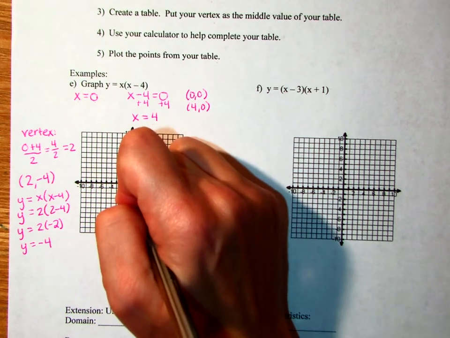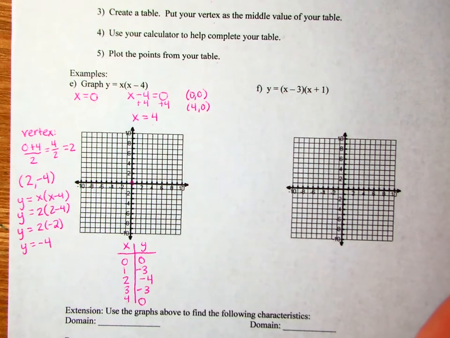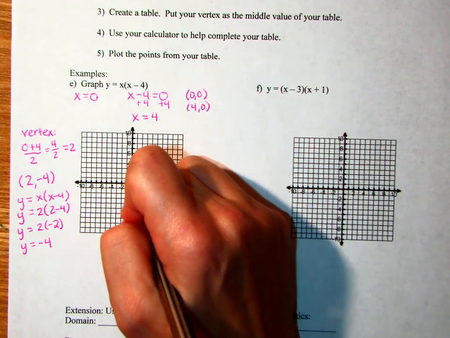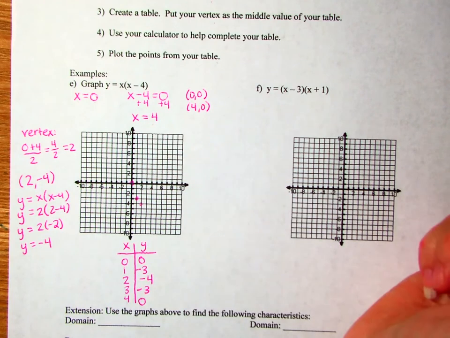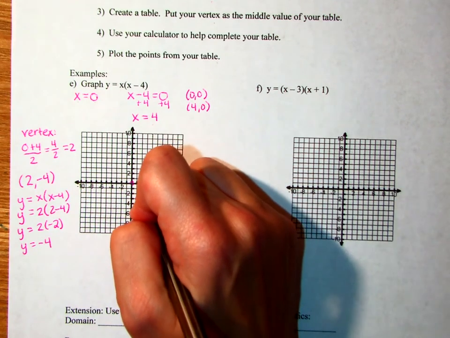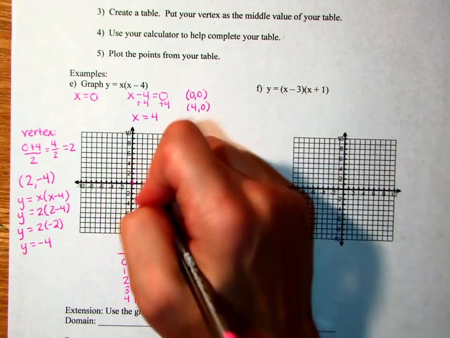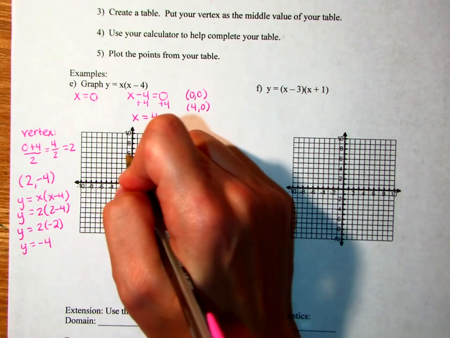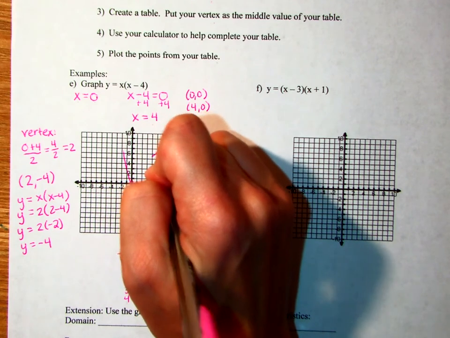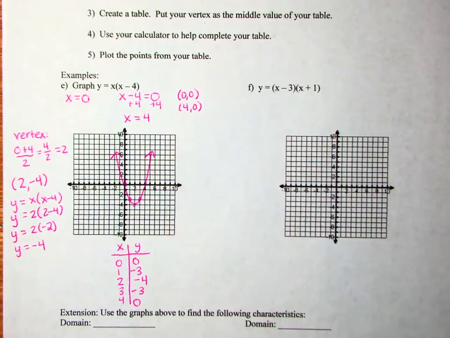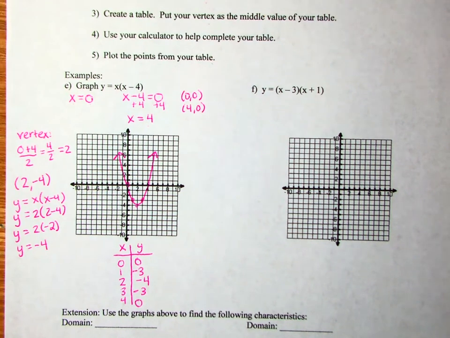And we plot our points. We're plotting the points (0, 0), (1, -3), (2, -4), (3, -3), and (4, 0). Now we can go ahead and draw our parabola. Try to get that curve to be a U, not a V at the bottom, a curve. And that would be our parabola for this problem.